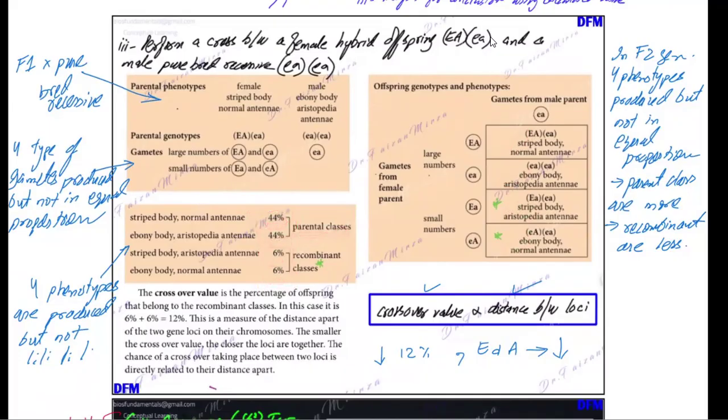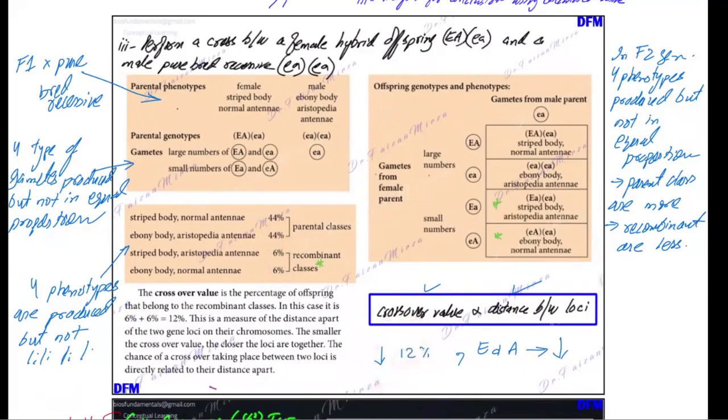Now this is a worked example here. The next thing is how do you calculate the crossover value? The crossover value in this case is calculated just by adding the recombinant classes. In one of the papers, they gave a crossover value formula. We'll be covering that question in one of the videos later on. You can see that in my past videos of P4 as well. So this is the recombinant class. So crossover value, for example, if I had 6 and 6 here, my value comes out 12%.